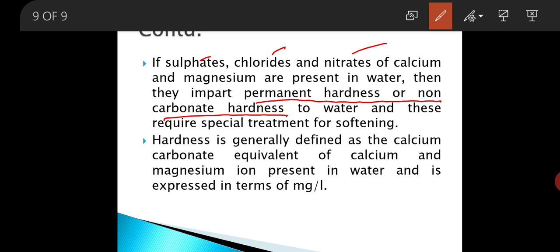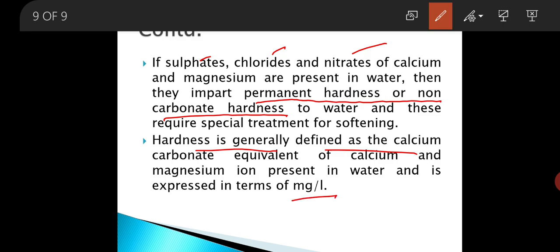This hardness is generally defined as the calcium carbonate equivalent of calcium and magnesium ions present in water, and is expressed in terms of milligrams per liter.